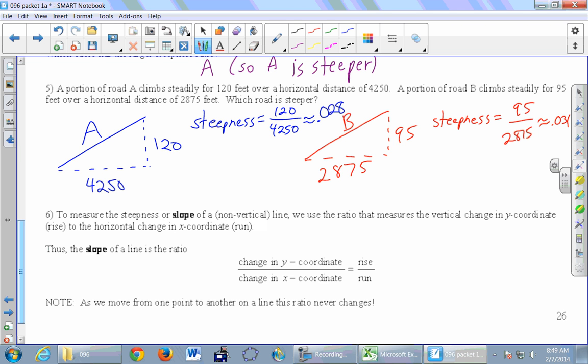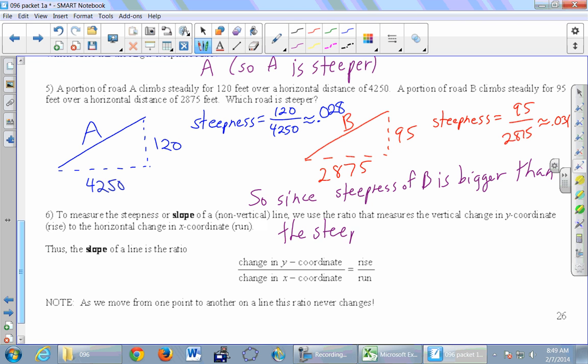So we'll say something like this. Since the steepness of B is bigger than the steepness of A, B is steeper.